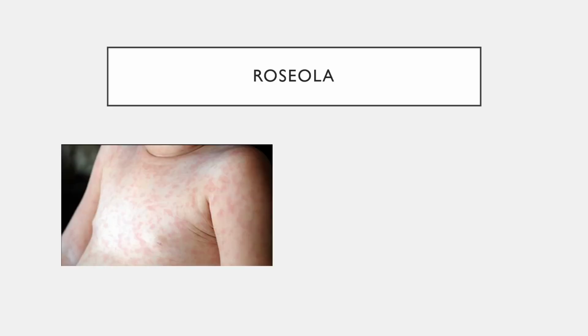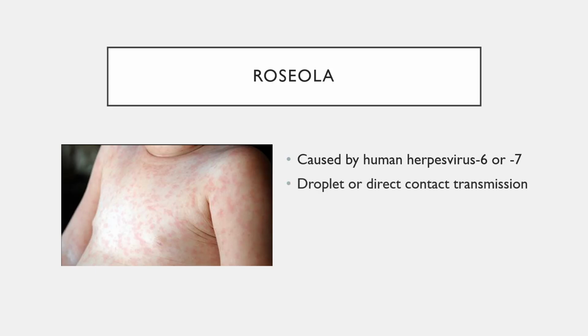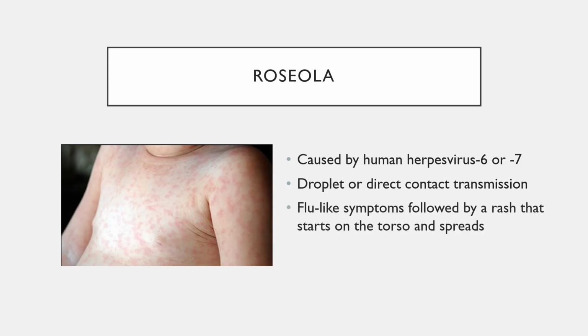Our next disease is roseola. Roseola is caused by human herpes virus 6 or 7, although human herpes virus 6 is the more common cause of roseola. It is transmitted by droplet transmission or direct contact with salivary excretions of an infected person. It is associated with flu-like symptoms that develop initially and that are followed by a rash that begins on the chest and stomach and then spreads to the limbs. It's extremely common among young children and considered to be very contagious.